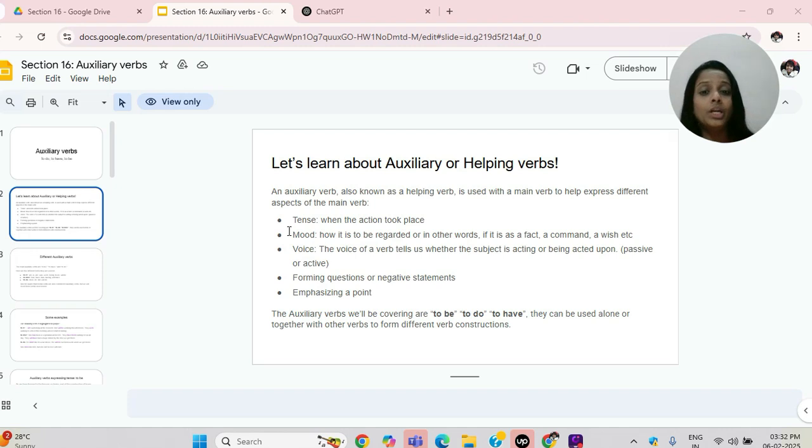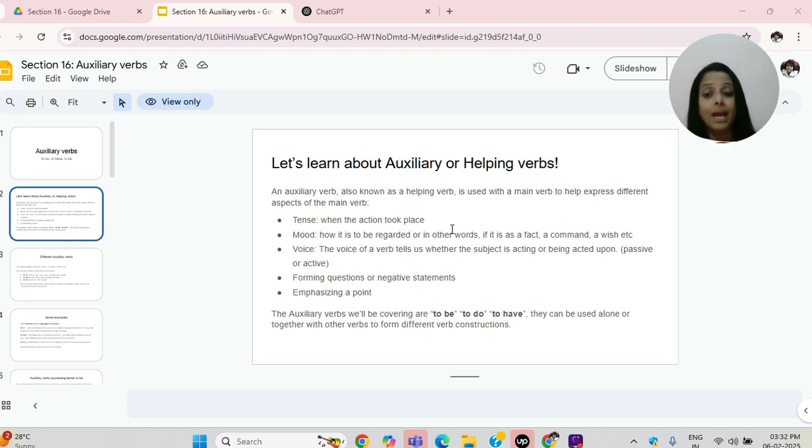When it comes to an auxiliary verb, also known as the helping verb, it is used with a main verb in order to express different aspects of the main verb. If it comes in the tense, it will tell when the action took place. Or if you want to express your mood, how it is to be regarded, or in other words, if it is a fact, a command, a wish, etc. And the voice of a verb tells us whether the subject is acting or being acted upon.